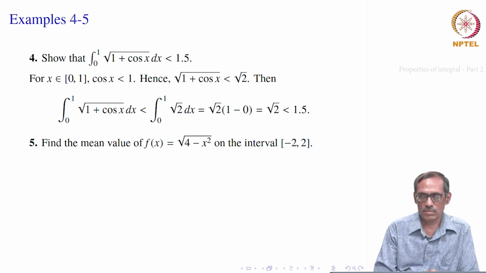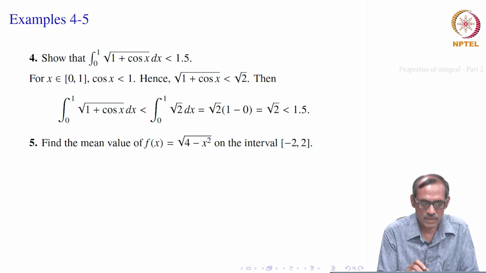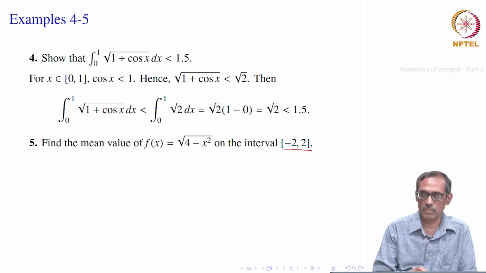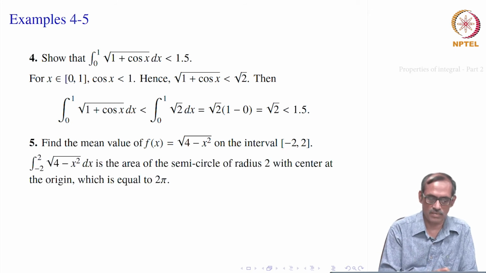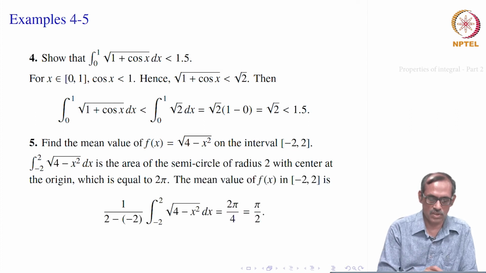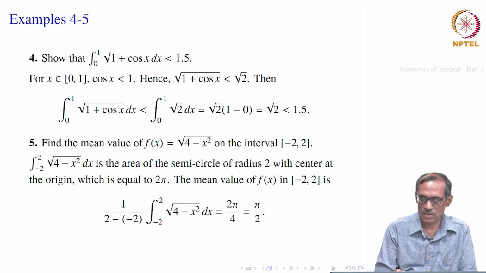Okay. Let us go to the fifth problem, the fifth example. We want to find the mean value of this function on the interval minus 2 to 2. So, the mean value is 1 divided by b minus a times the integral from a to b of f of x dx. So, straightforward we can find the integral. Now what we want is the integral from minus 2 to 2 of square root of 4 minus x square, divided by b minus a, which is 2 minus minus 2. This is the integral we want to compute.